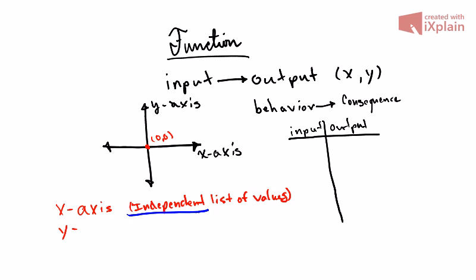The y-axis is a list of dependent values, and they are dependent upon the x value. So whatever my x value is, my y value depends on it, or in essence, the y value contains a variable of x that produces some output.